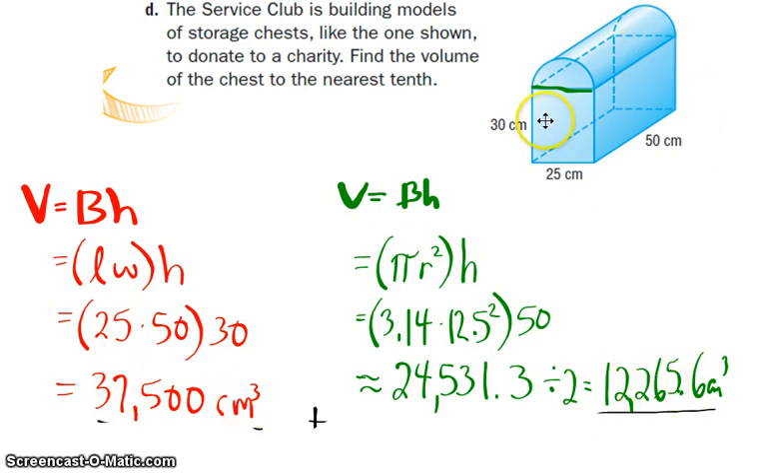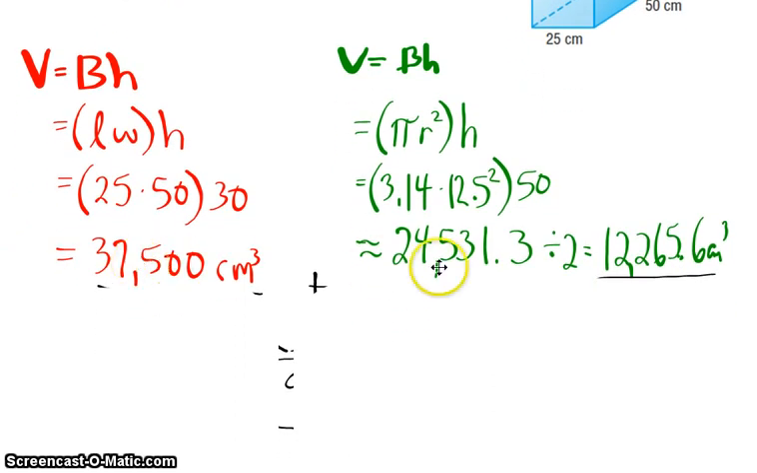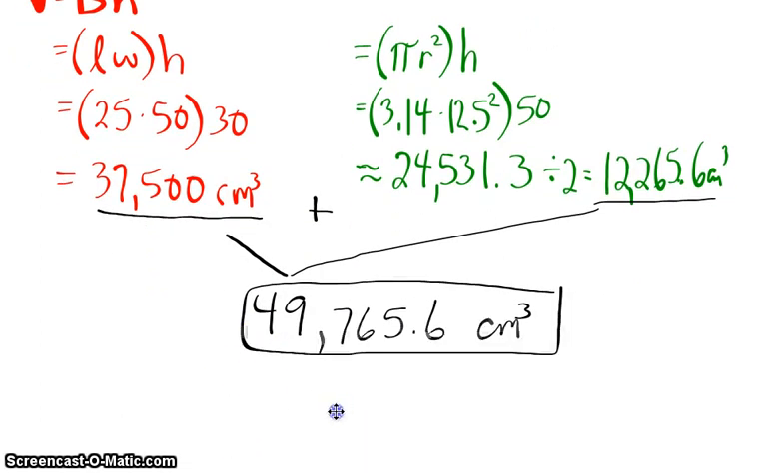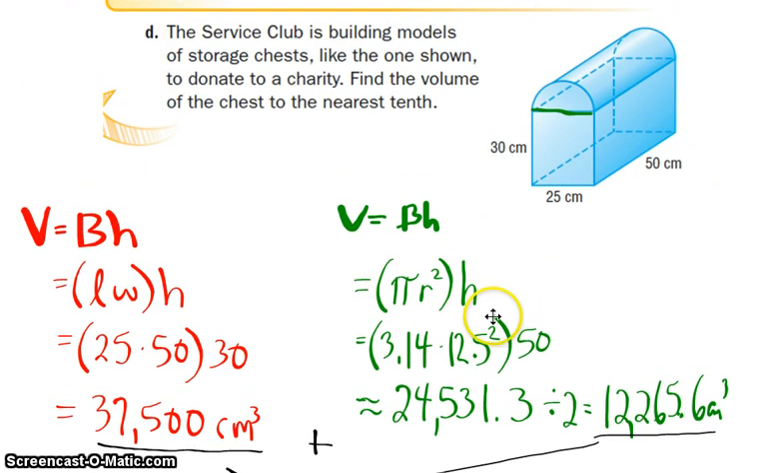So to find the composite solid, all we have to do is take these two volumes right here and right here, add them together. And here should be your final answer: 49,765.6 centimeters cubed.